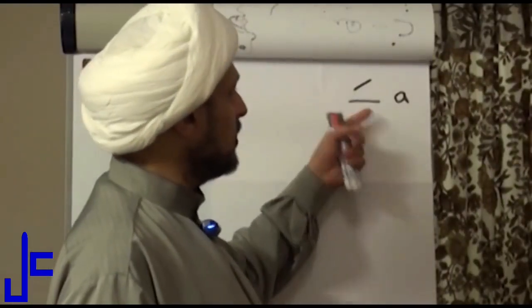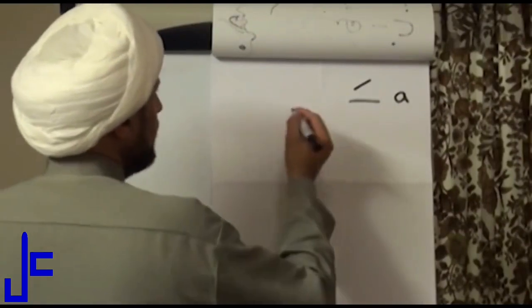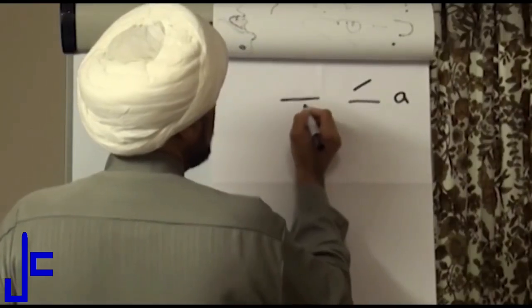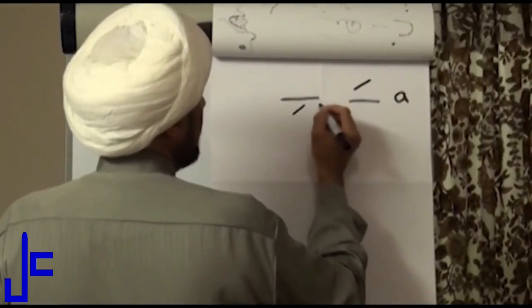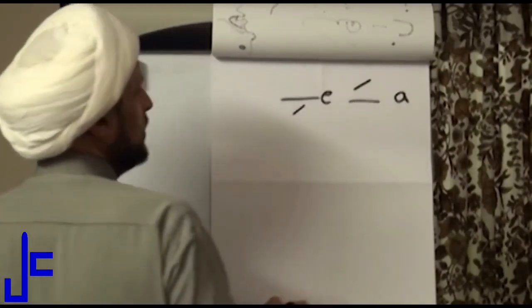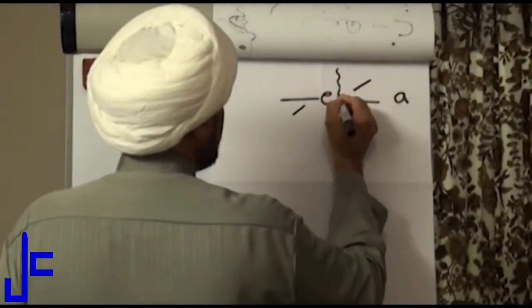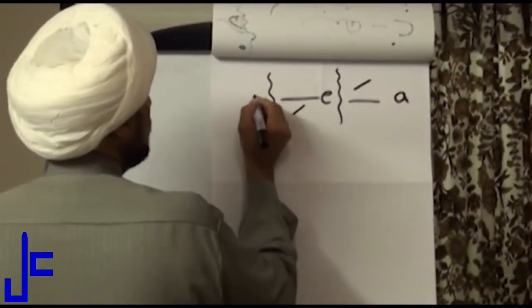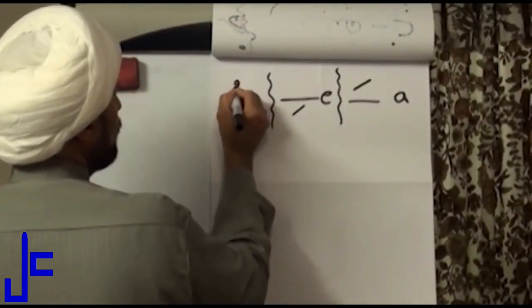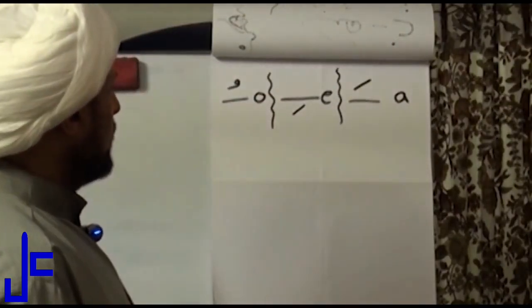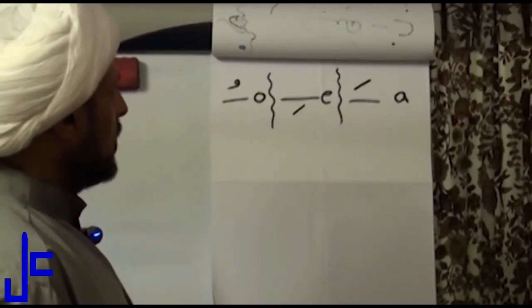If there's a line above the letter, then it is A. Just a short A. And if there is a line underneath the letter, then it is E. So we have A, we have E, and if there is a small curl above the letter, then this is O. A, E, O.